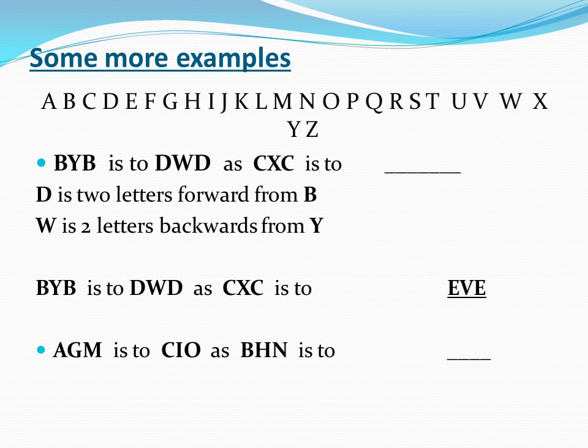So from B, let's look at the letter which is 2 letters forward from B. We get D. From H, 2 letters forward, we get J. And from N, 2 letters forward would be P. So your answer is AGM is to CIO as BHN is to DJP.